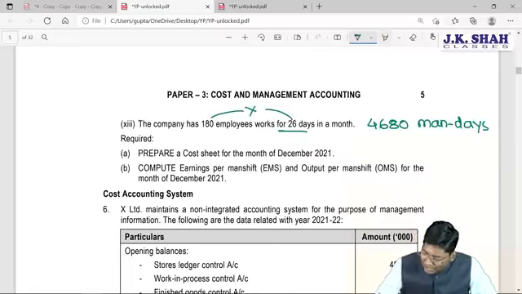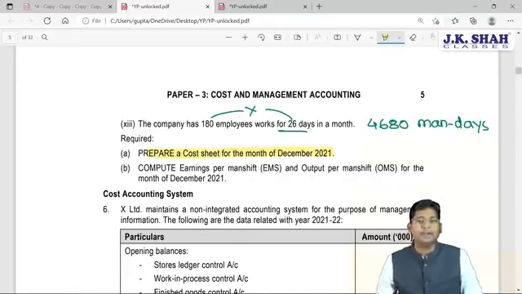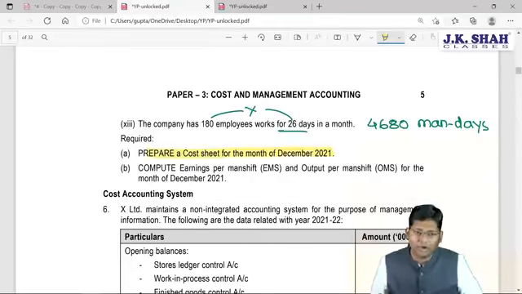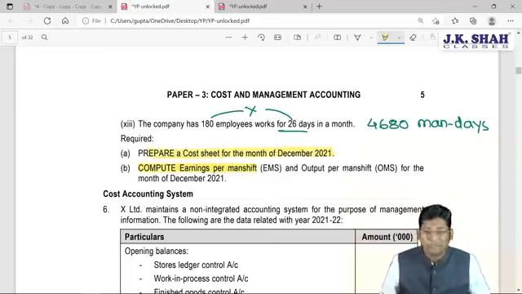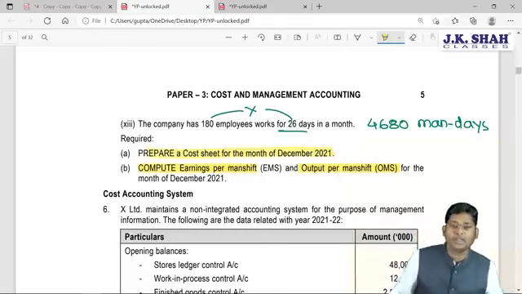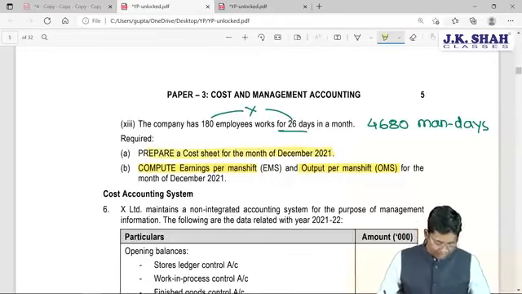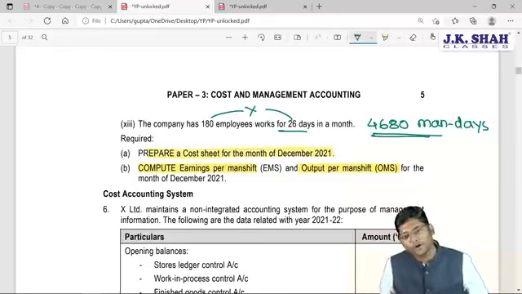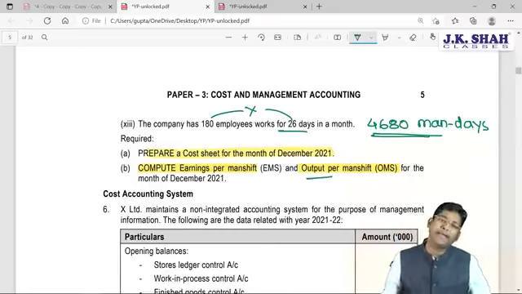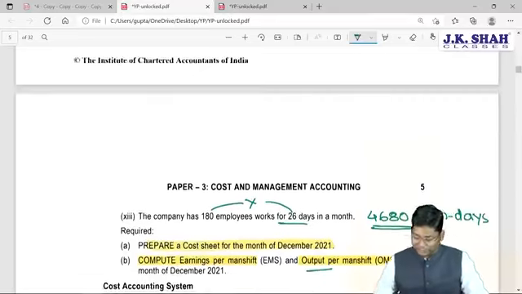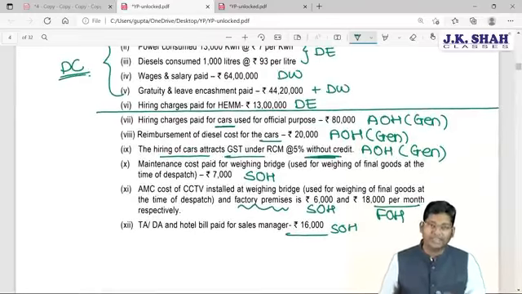Let's see. Point number 1 says prepare cost sheet for the month of December. Monthly cost sheet we need to prepare by putting all the relevant amounts. Compute the earning per man shift, that is EMS, and output per man shift for the month of December 2021. So whatever cost we are going to incur, we will divide by total man shifts, that is man days. So we are going to get the per man shift earning, as well as output we need to express using the same parameter. See here. Now till prime cost, everything we have discussed.